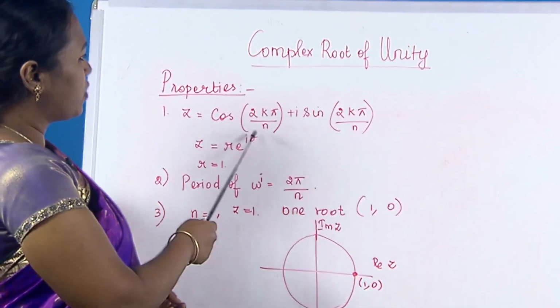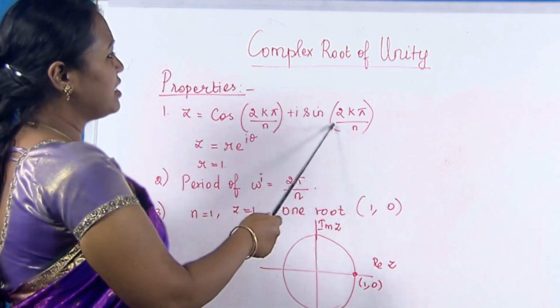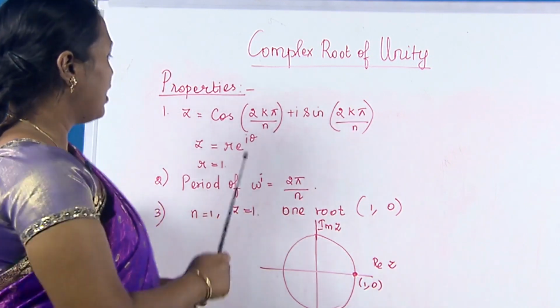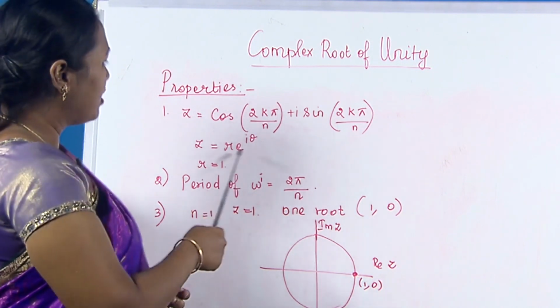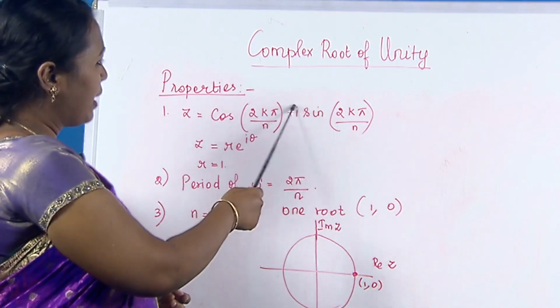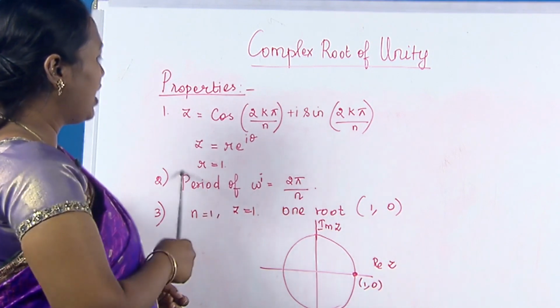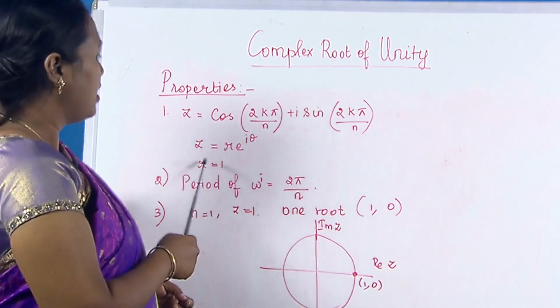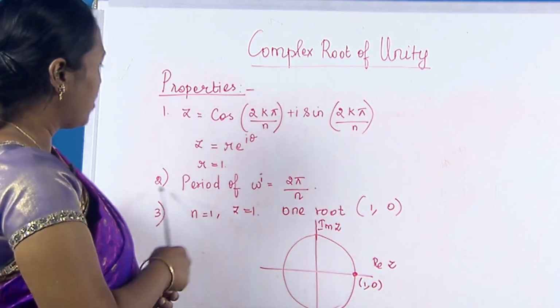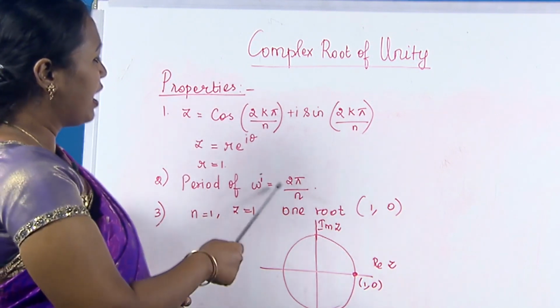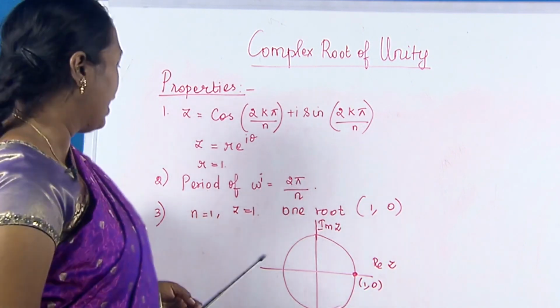So, Z is equal to cos 2k pi by n plus I sin 2k pi by n, and therefore, Z is equal to r e power I theta. Now, this is the standard polar form, and we are going to compare this along with this, and we realize that r is equal to 1, and this shows that Z lies on the unit circle, and because of this the period of omega power I is equal to 2 pi by n.